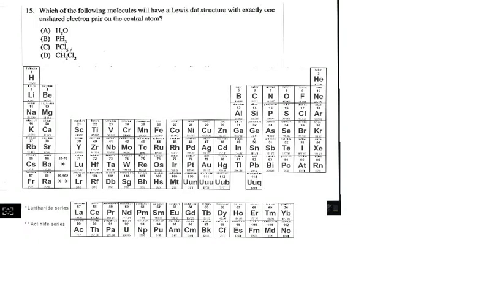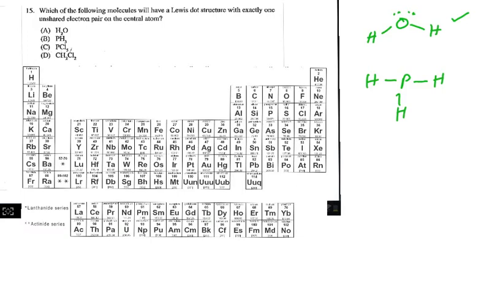Number 15, which of the following molecules will have a Lewis dot structure with exactly one unshared electron pair on the central atom? And really there's no way to do this other than to draw out the Lewis dot structures. Hopefully water you should remember by now, and if you can do that with some of them, it sure does speed things up. So I'm just going to draw water first. So here's water.